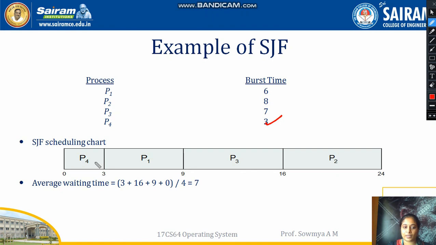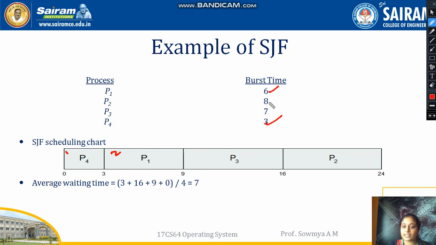P4 got allocated first. So next, with 6, 8, 7, we have to see which is shortest. 6 is the shortest one. So P1 is allocated at second place. So 6 was allocated from 3. So 3 plus 6 gives 9.